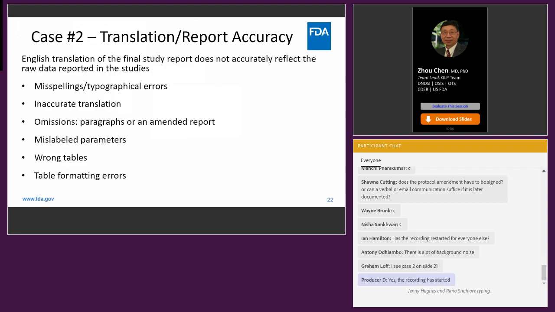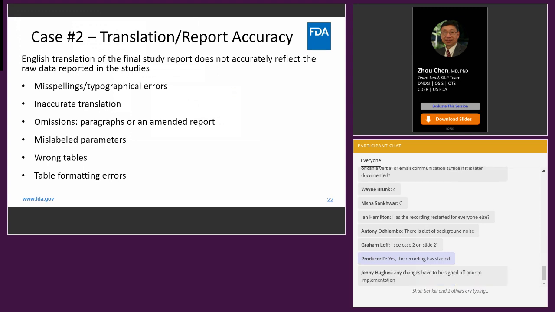Many times, we found English translation of final study report does not accurately reflect the raw data reported in the studies. We have seen misspelling, typographic errors, inaccurate translations, paragraph missing, amended report missing, mislabeled parameters, wrong tables, formatting errors, and many other mistakes in translation.